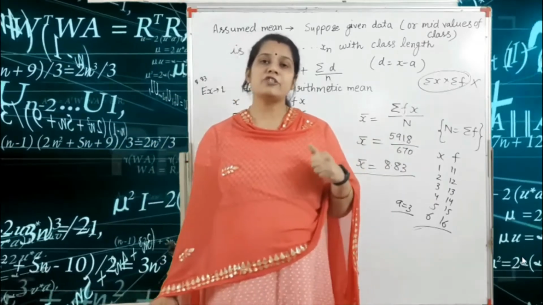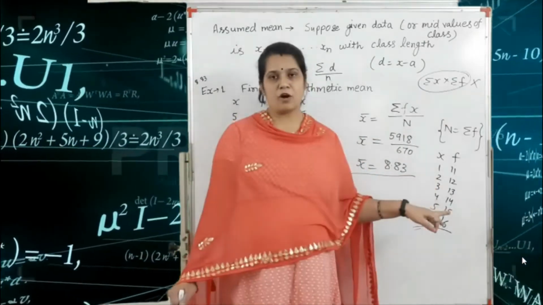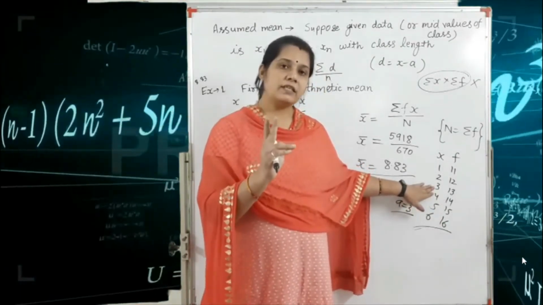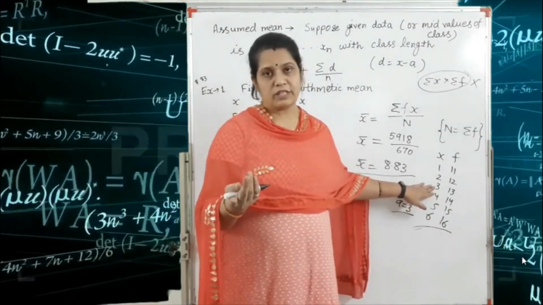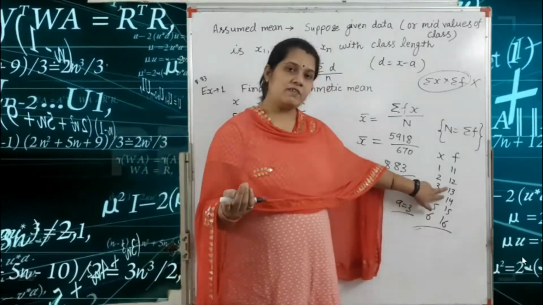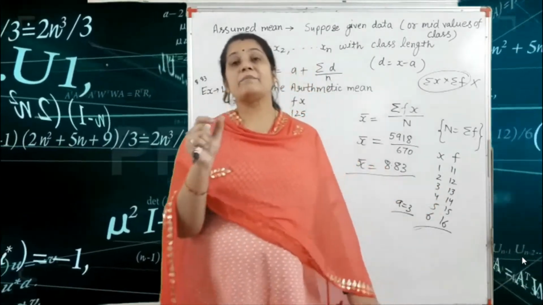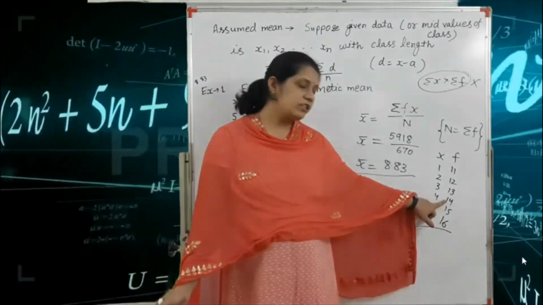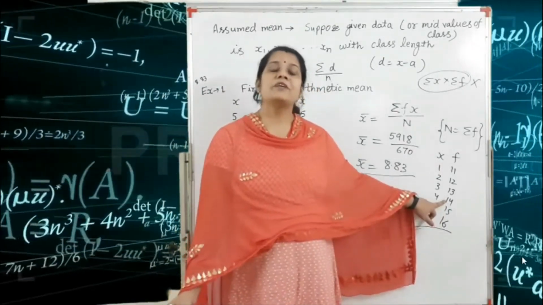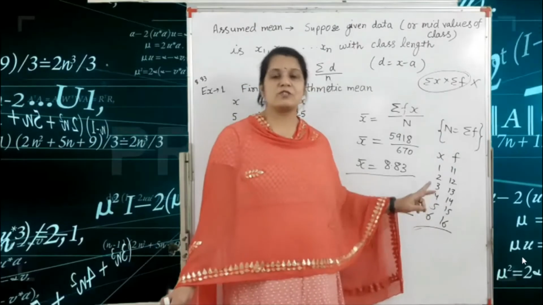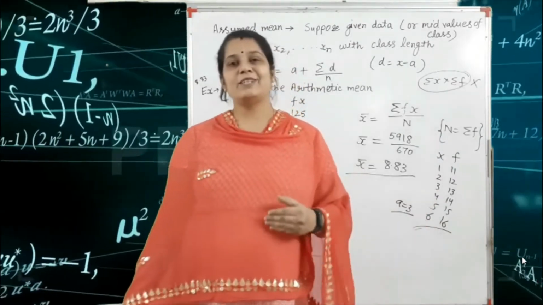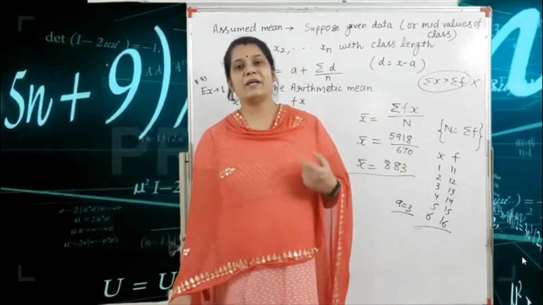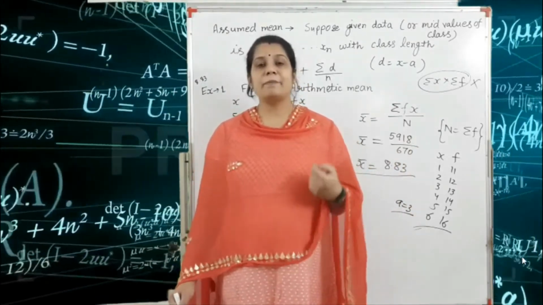But if your question is given in x and f both forms, so always check according to these two middle terms what your frequency is. Okay, so of both the frequencies you consider the maximum frequency. So the maximum frequency is what? 40. So according to this frequency your value of x is 4. So you consider A is equal to 4. Okay, so this is the example of the arithmetic mean, that means the simple mean.